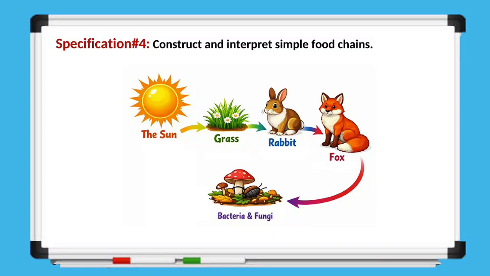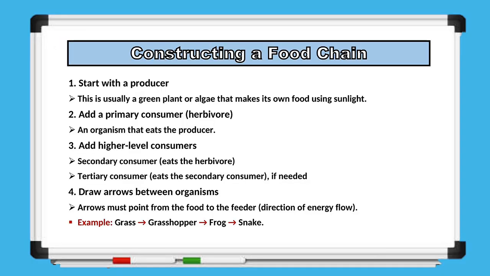Next, we move on to specification number 4, which asks us to construct and interpret simple food chains. So, let's learn this step by step. To construct a food chain, we always begin with a producer. A producer is usually a green plant or an alga that makes its own food by using sunlight through photosynthesis. Since producers introduce energy into the ecosystem, they always form the first trophic level.